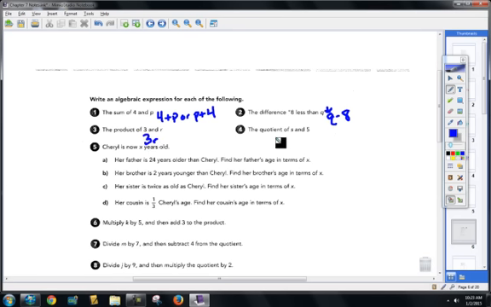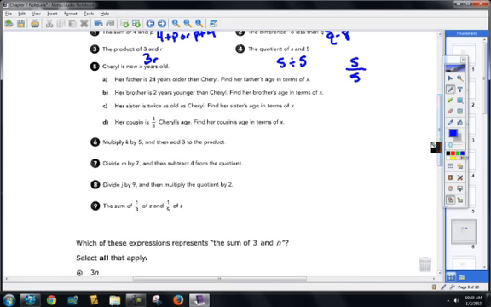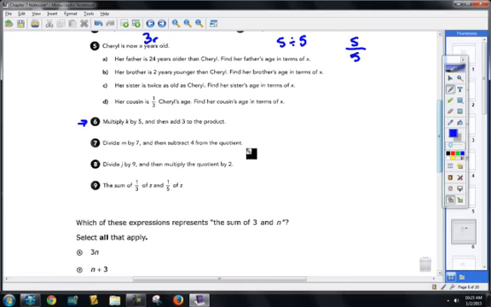Okay? And the quotient of s and 5 would just be s divided by 5. But the better way to write it would be s over 5, writing it as a fraction. Okay? All right. We're going to just skip these for now. You know what, let's just skip down to number 6 here. Okay. This is now going to start to get into 2 steps. So multiply k by 5.